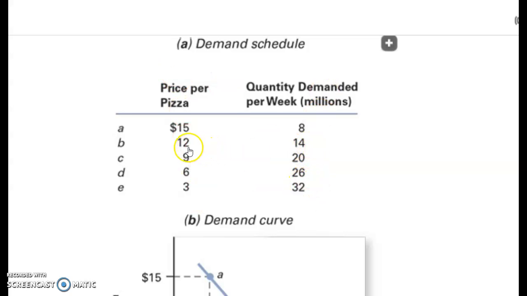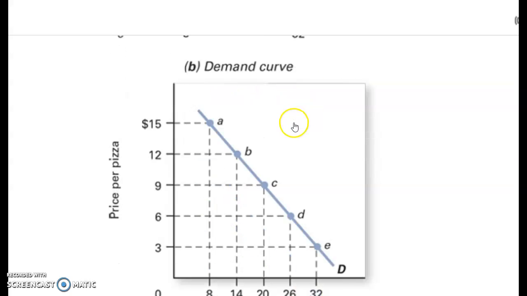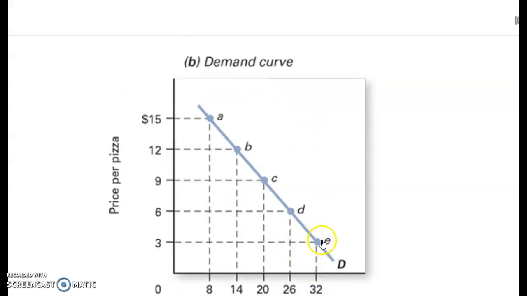And then you can see 14 million brings it to 12, 20 million to 9, 26 to 6, 32. That's where these coordinates are, 32, 3.